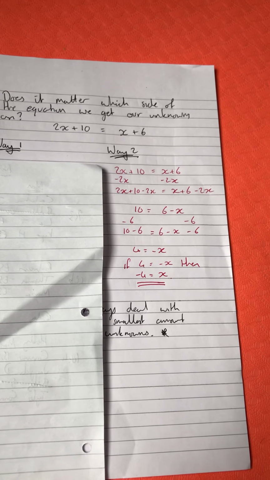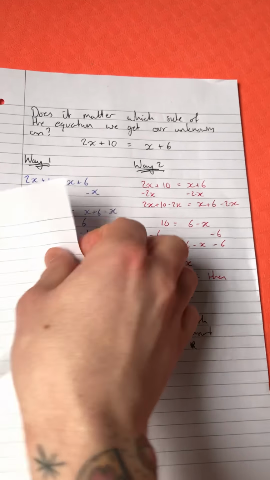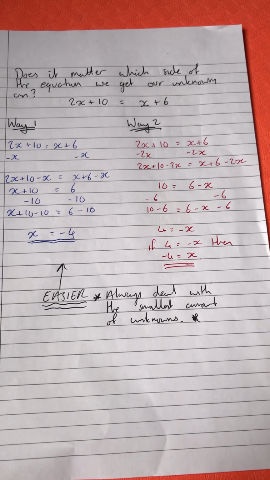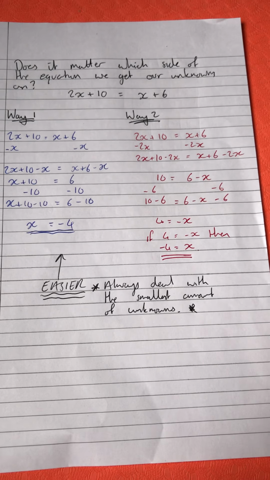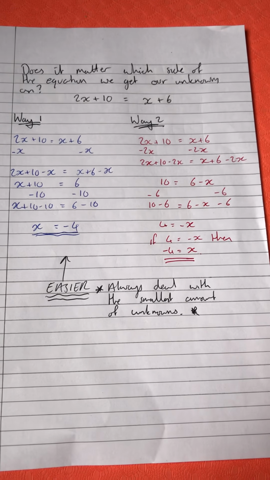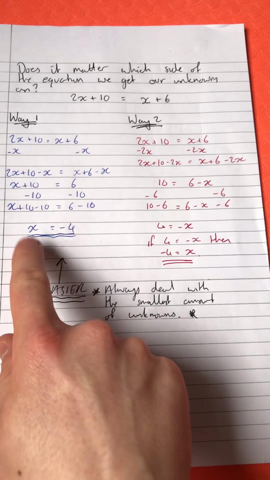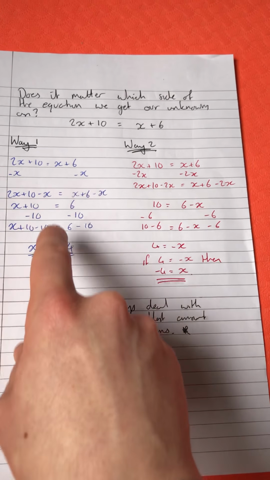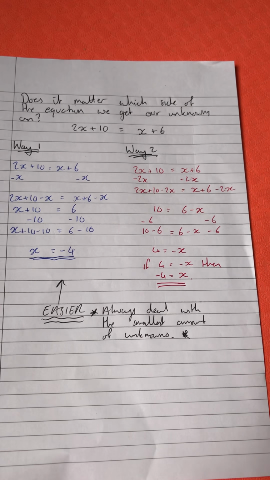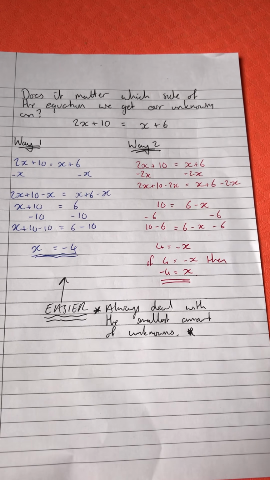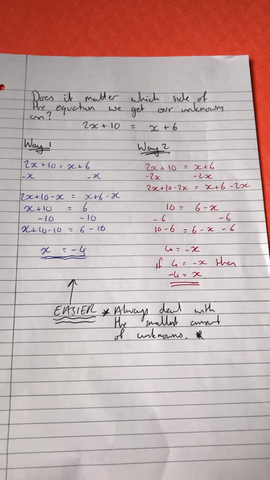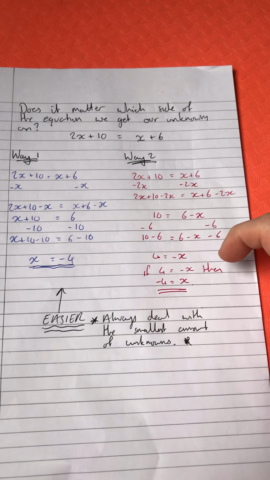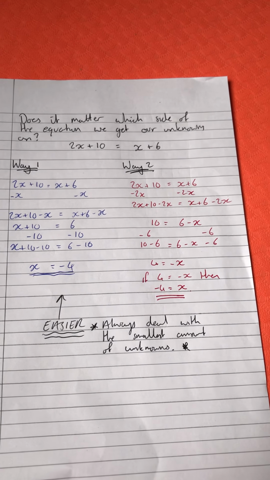I wanted to show you that, guys, because although it doesn't matter which side of the equation you try and remove the unknowns from, there is normally an easier way of doing it. I find that this way of dealing with the smallest amount of the unknown leaves you with an easier equation to solve, because it means that you're not going to end up with a negative amount of unknowns on any side of your equation, whereas on this one we end up with negative x. That creates just an extra layer of difficulty that we don't need.